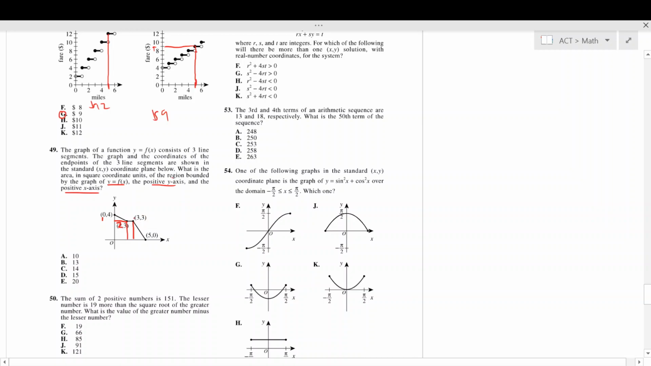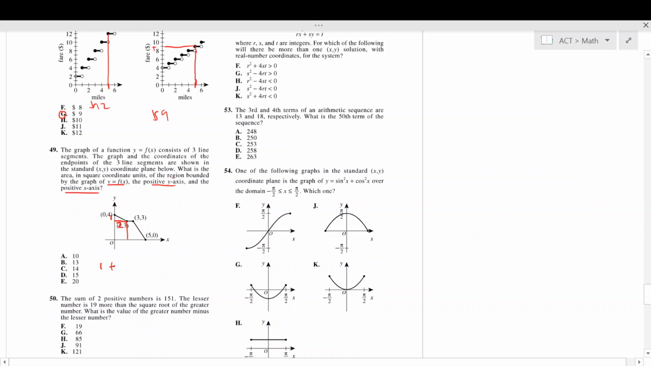So whole length is 4, just this length is 3. So then this length here must be 4 minus 3, so that this length must be 1. So the area of the triangle would be 2 times 1 divided by 2. Area of the triangle is 1.